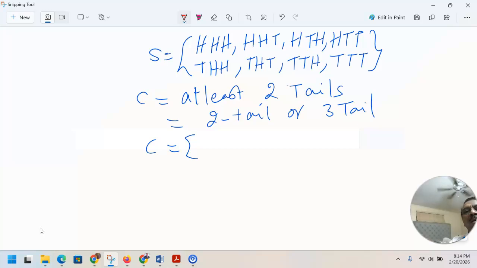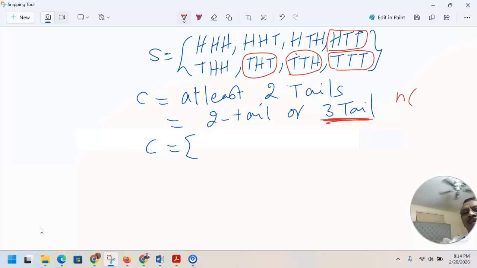You can see here two tails. There it is. You can see this. There are two tails right here, and there are two tails right here, and there are two. So there are three here. But then we also have to include three tails. So this also. So there are four options here. So n of C, let's write. So it is head, tail, tail. Then it is tail, head, tail. And there is tail, tail, head. And it is tail, tail, tail. So these are the four pieces.